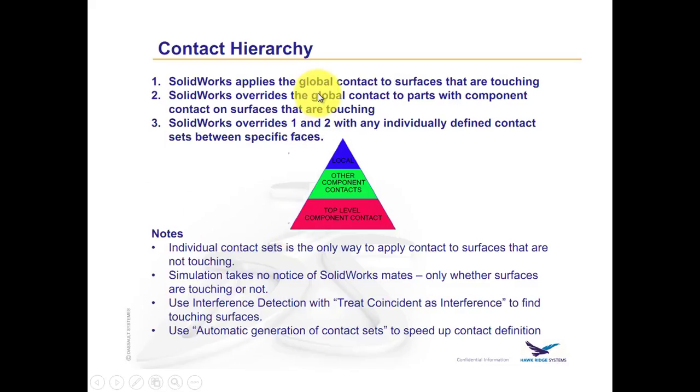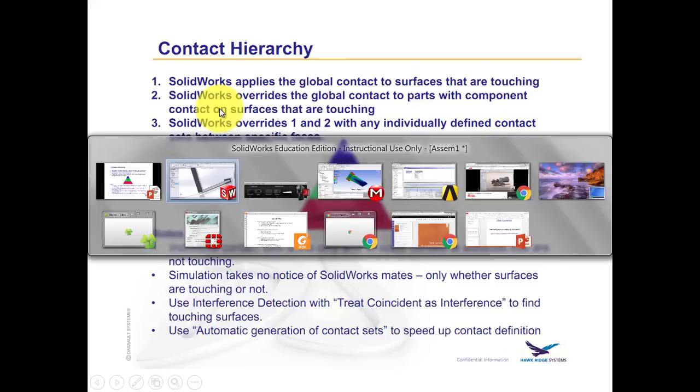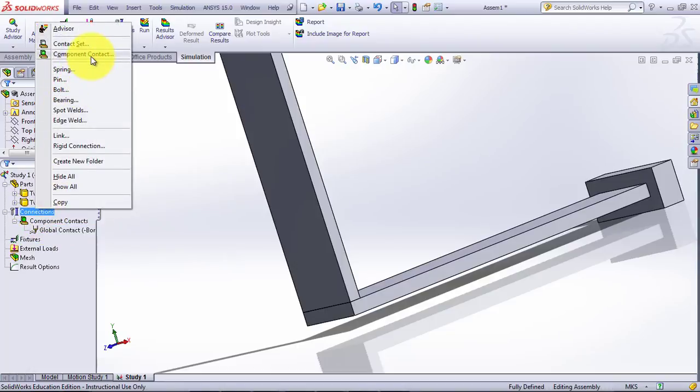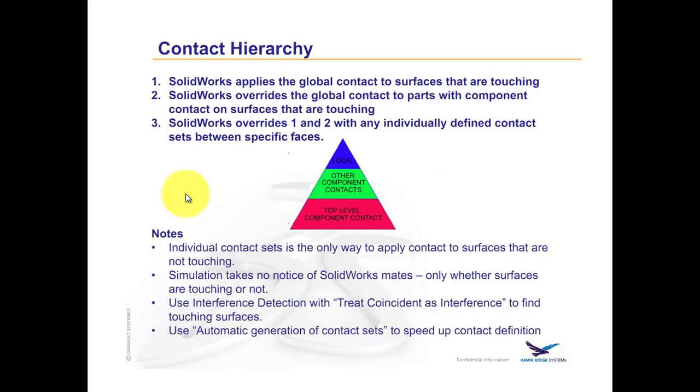The next one, the one that would override the global contact, would be anytime someone declares a component contact on surfaces that are touching. So component contact is what this one's actually under. It's under a component contact, but it's also considered global. So we can get that through here. A component contact, I just right-click on connections. Component contact set is what we're talking about next. All right, so it overrides the global contact for parts with component contact on surfaces that are touching.